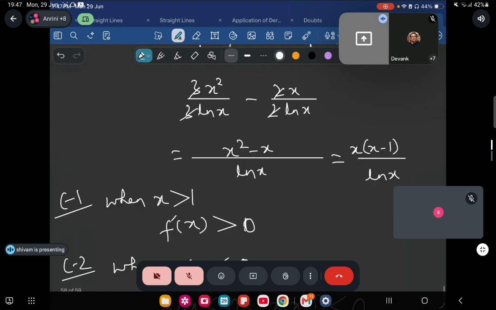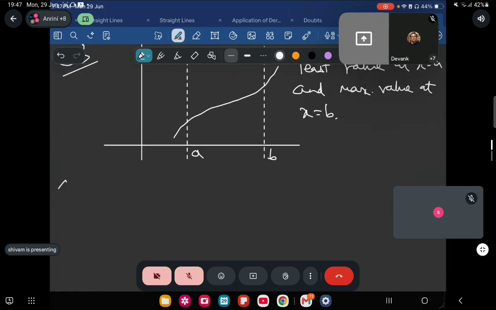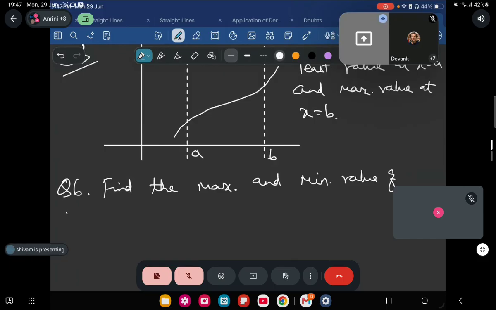If you people have understood, let us solve some more problems. Question number 6. Find the maximum and minimum value of f of x equal to e to the power x square minus 4x plus 3 in closed interval minus 5 comma 5. Solve.